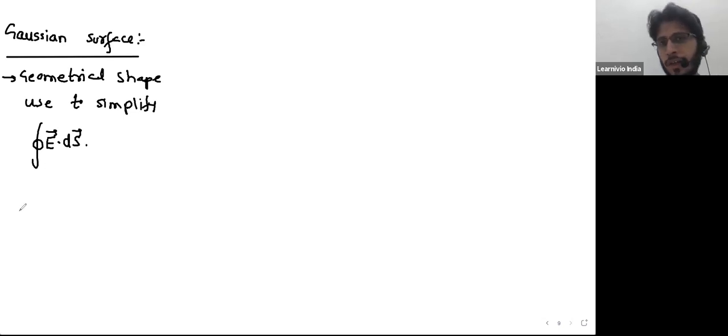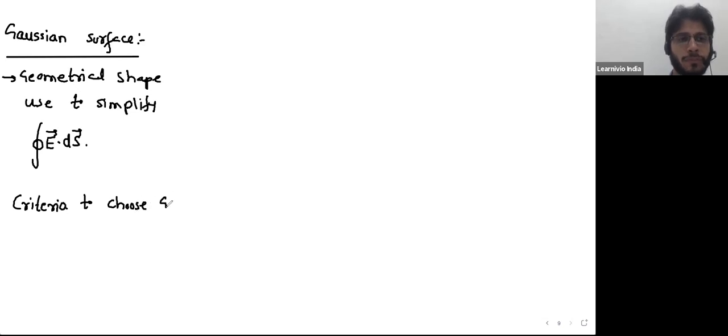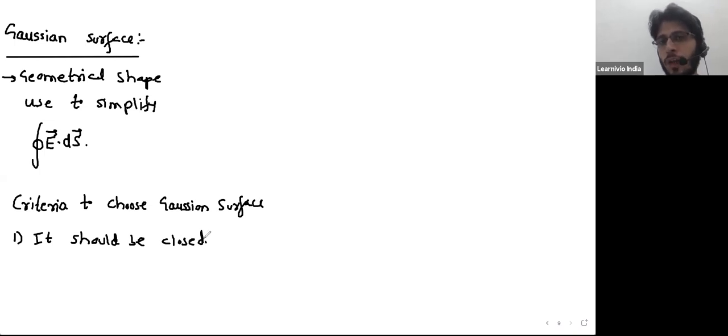So there are certain criteria to choose a Gaussian surface. The very first criterion is it should be closed. If it is not closed, you cannot use Gauss law. You can use Gauss law only if these surfaces are closed. So a Gaussian surface should be a closed surface.